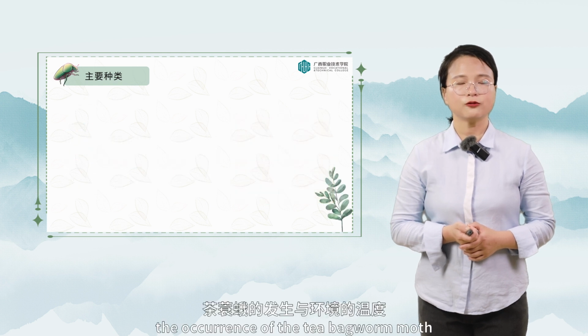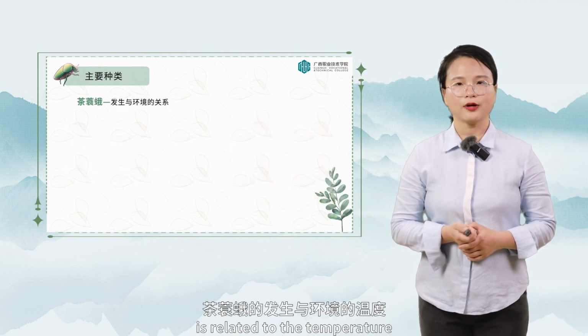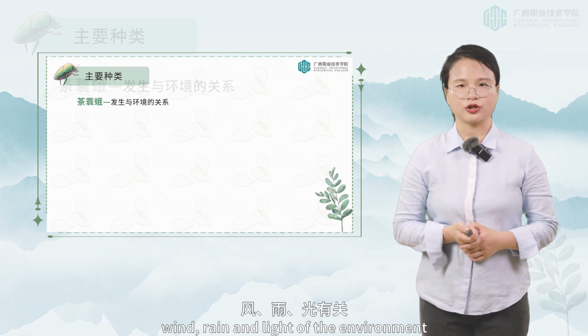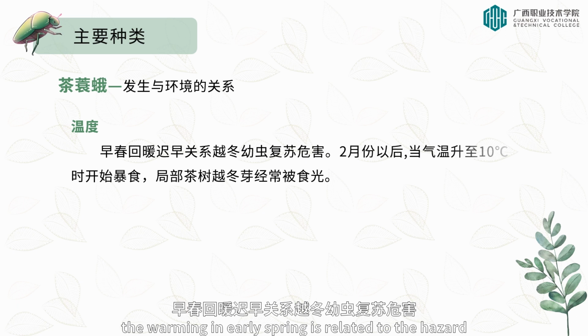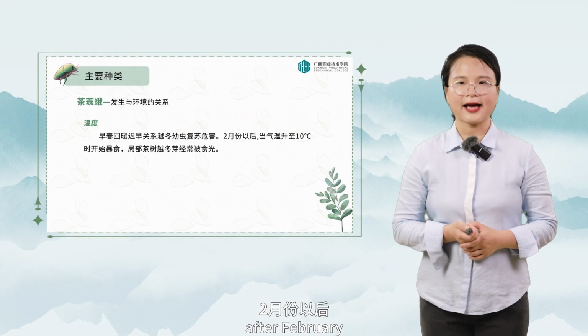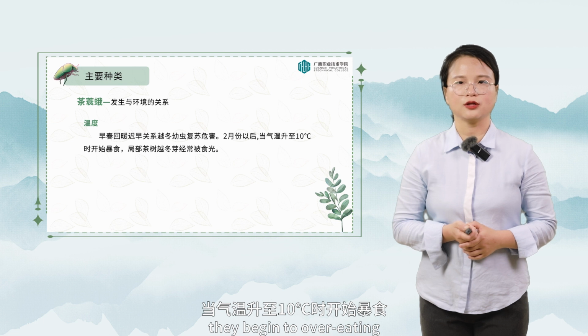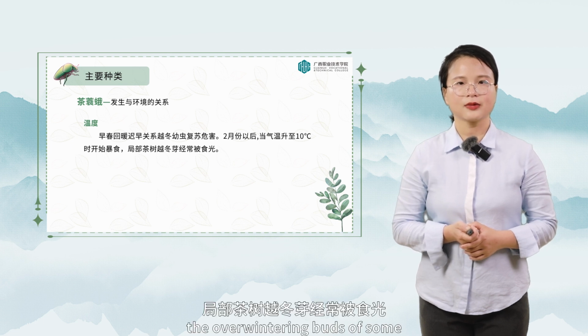The occurrence of the tea bagworm moth is related to the temperature, wind, rain, and light of the environment. The warming in early spring is related to the hazard of overwintering larvae's resuscitation time. After February, when the temperature rises to 10 degrees Celsius, they begin to overeating. The overwintering buds of some tea trees are often eaten up.